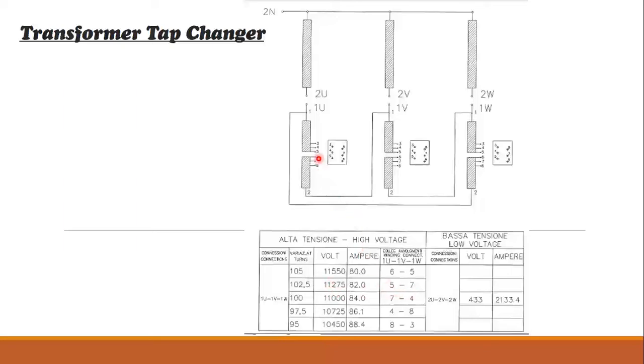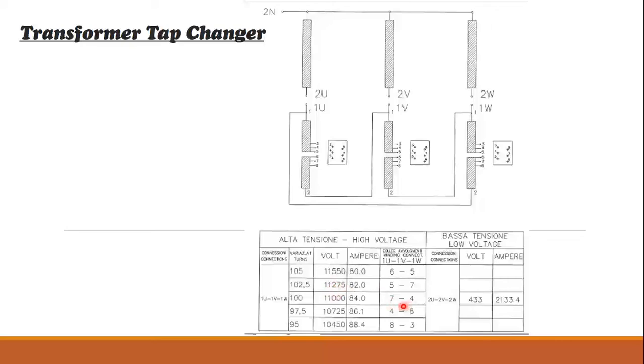Now let's say 5-7. The current will start like this to 5 and then go directly from 5 to 7. So the winding between 6 and 7 is bypassed, which means we have reduced the turns. If we reduce the turns, the voltage will be lower. You can see this is 11.275.